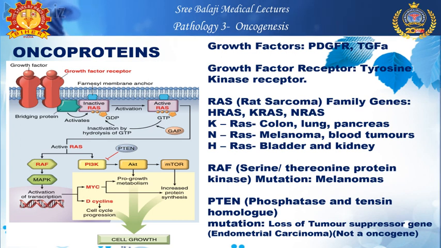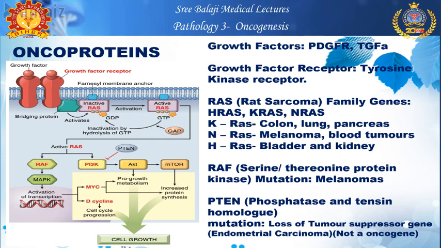So this is the mechanism by which the cancer signaling pathway occurs. You have a growth factor which gets attached to a growth factor receptor, which are tyrosine kinase usually. And now this will activate the RAS protein into an active RAS. Now this active RAS has got a downstream signaling pathway. It activates RAF, it activates MAPK and PI3K. There are different proteins which are activated, and these activate transcription.